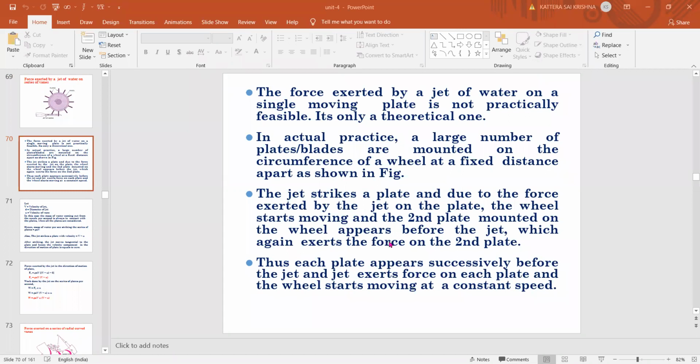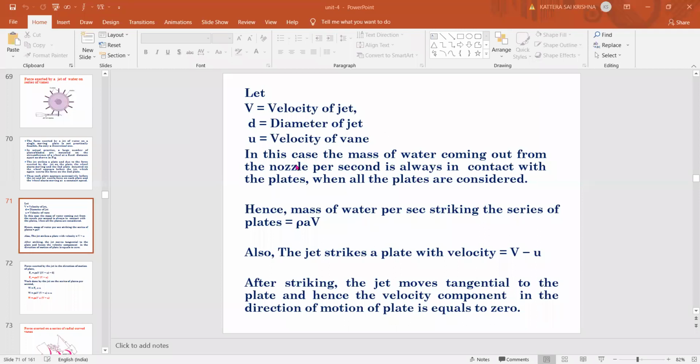Thus each plate appears successively before the jet, and the jet exerts force on each plate, and the wheel starts moving at constant speed. As the jet continuously hits each and every blade, continuously the drum or the wheel will rotate at a constant speed. So these are the things which you need to consider.